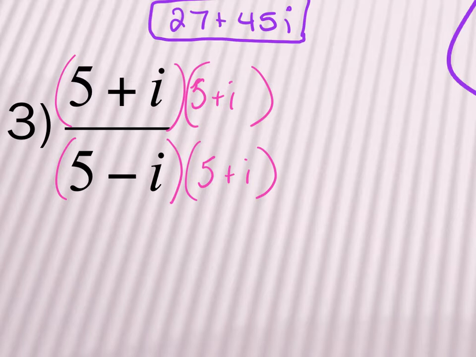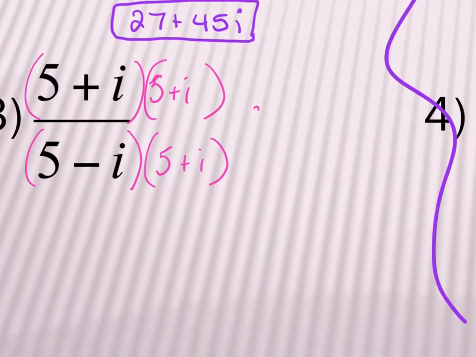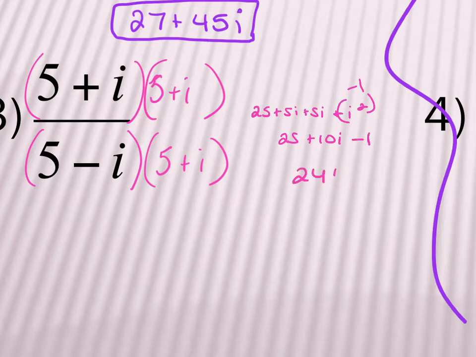All right. So now the top, I can FOIL that out. I get 25 plus 5i plus 5i plus i squared. This becomes negative 1. 25 plus 10i minus 1 is 24 plus 10i. And that's my numerator. The denominator, I can use the shortcut here. The a is 5, so 5 squared. The b is actually 1, so it's 5 squared plus 1 squared. 25 plus 1, which is 26.